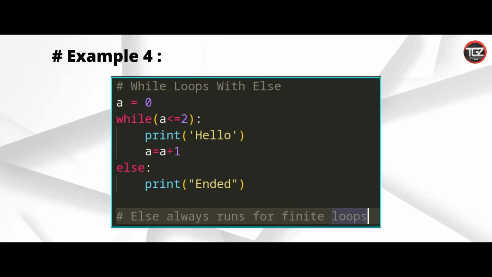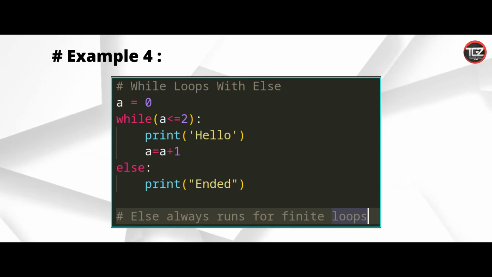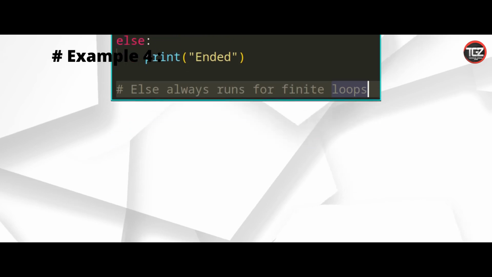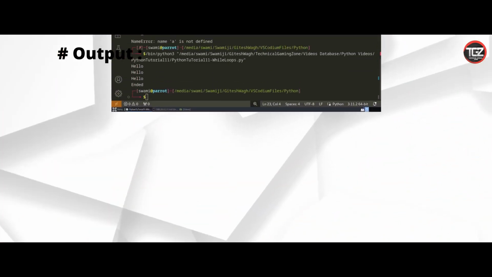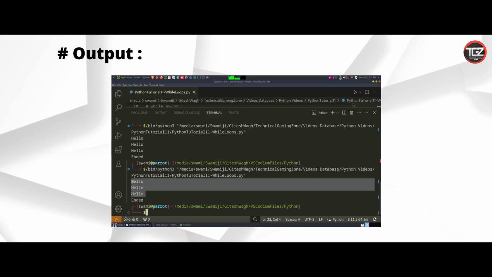Example 4. We learned about the if-else statement in previous videos. The else statement will run whenever the main condition of the while loop becomes false. Every time the else statement will execute if the loop is finite. This is the output of example 4.